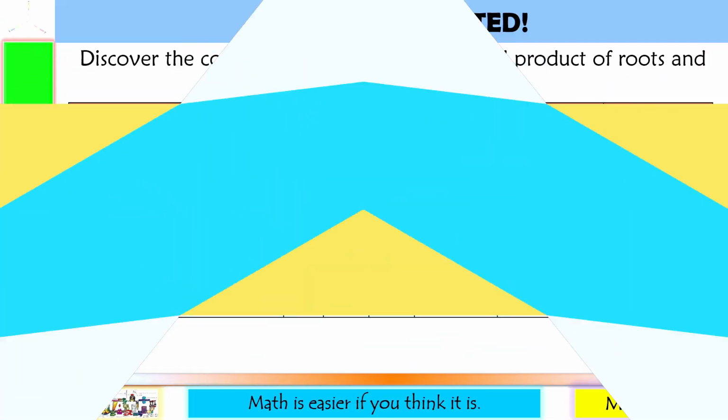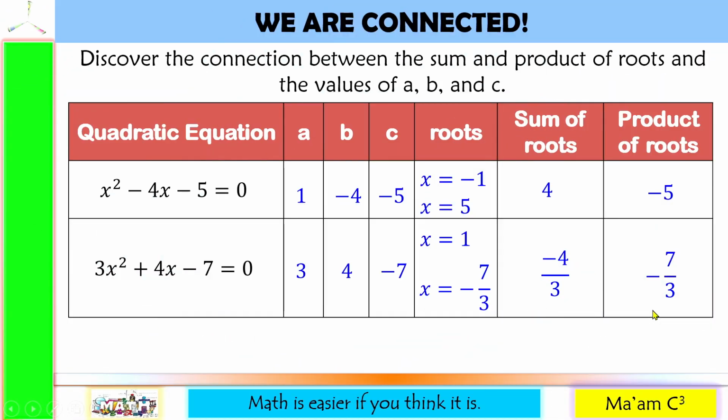This time, let's name it, We Are Connected. Discover the connection between the sum and product of roots and the values of a, b, and c. Notice this column, the sum of roots. Let us see if there's any way we can build a connection to the values of a, b, and c. Let me start with the second quadratic equation. The sum of roots is negative 4 over 3. I have here 4 and I have here 3. If I am going to take the negative of b, that will become negative 4. And then divided by a, which is 3, I will have negative 4 over 3.